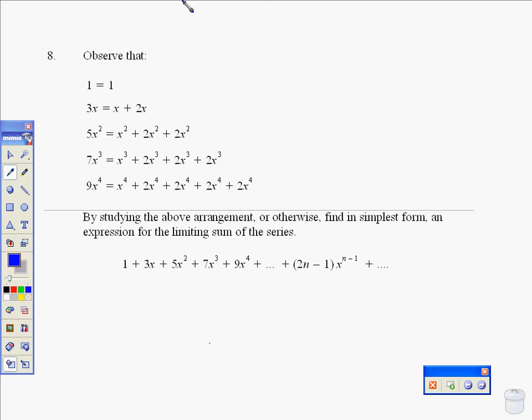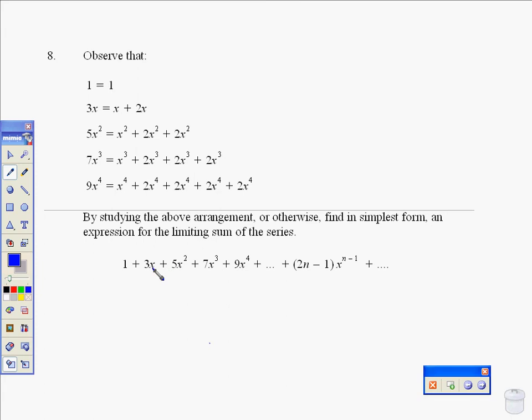So we've observed that 1 is equal to 1, 3x can be split up into x plus 2x, 5x squared can be split up as x squared plus 2x squared, 7x cubed can be split up that way, and 9x to the power of 4 similarly. So what we want to do is use all these to find a limiting sum of that series.